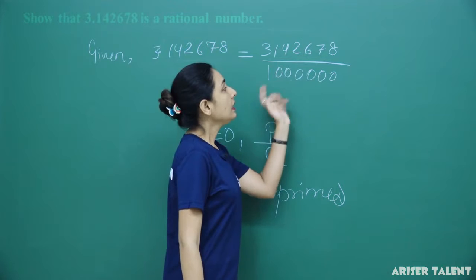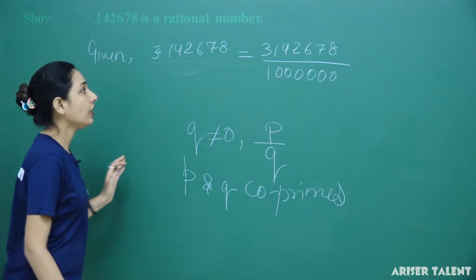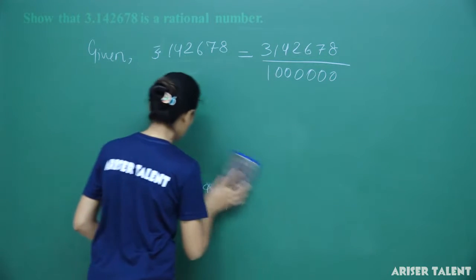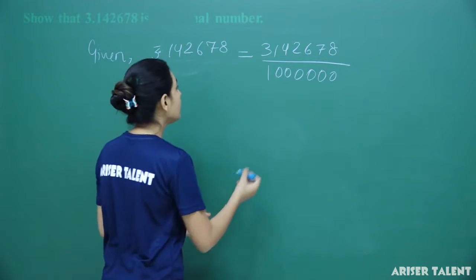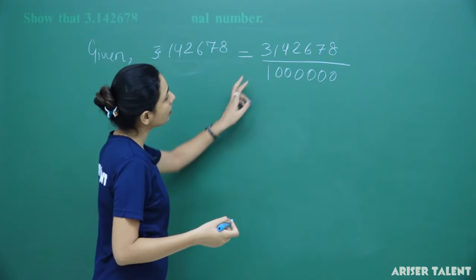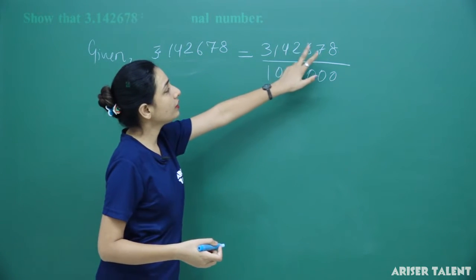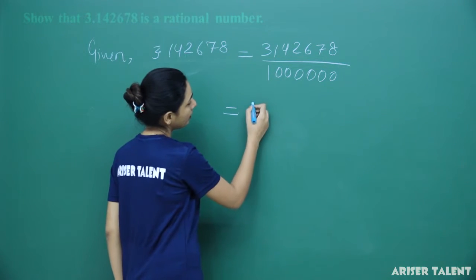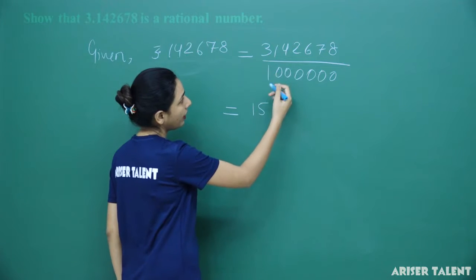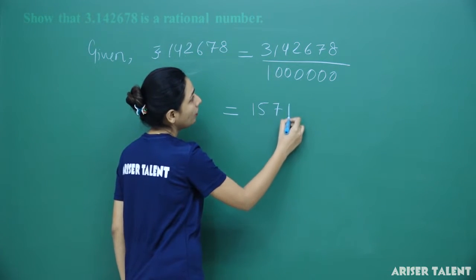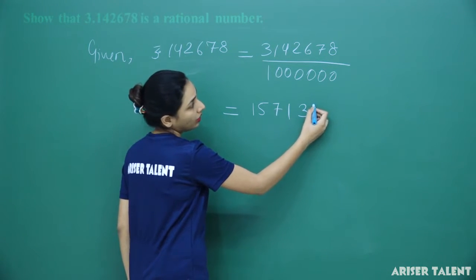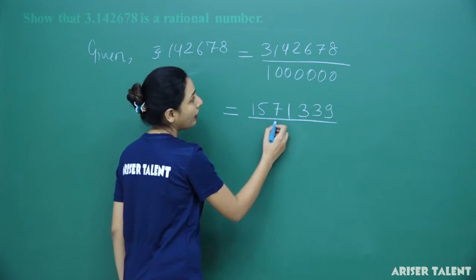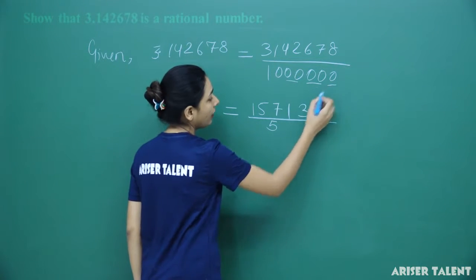Now these clearly have some common factors. In order to make it a rational number in lowest form, I will divide the numerator by 2 and also divide the denominator by 2. Let's find out what we are having: 1, 5, 1 remaining, 7, 1, 3, 3 and 9 in the numerator, and here I will be having 5 and 5 zeros.